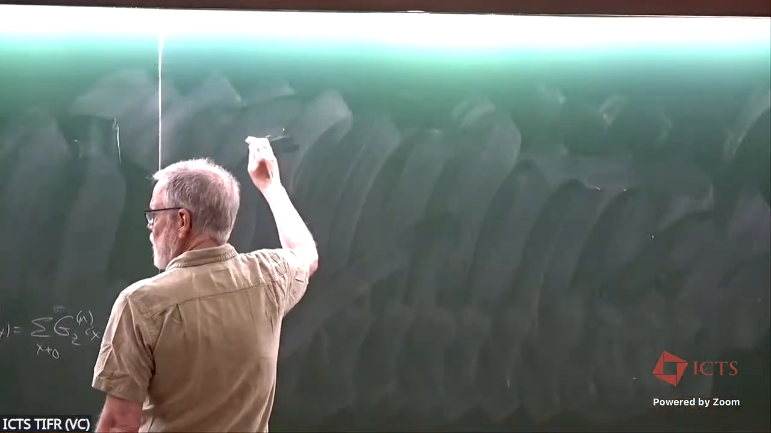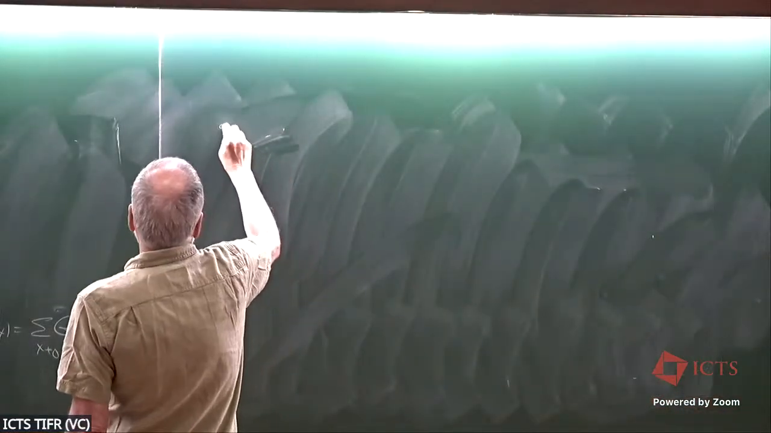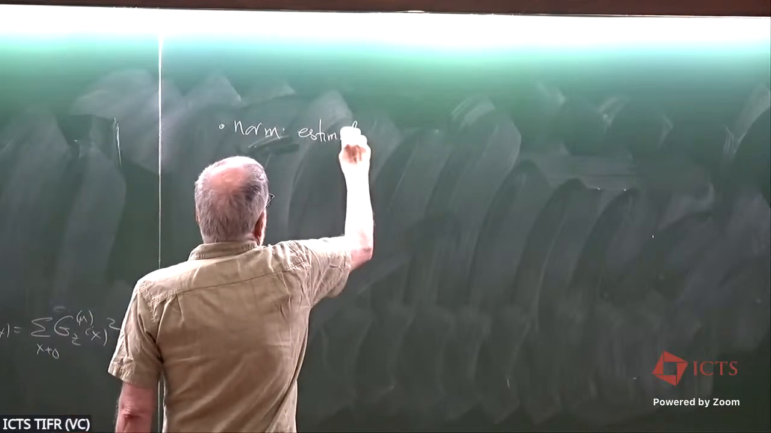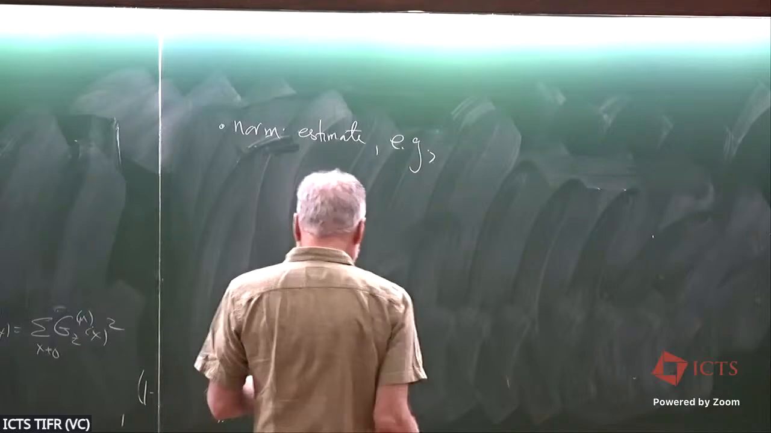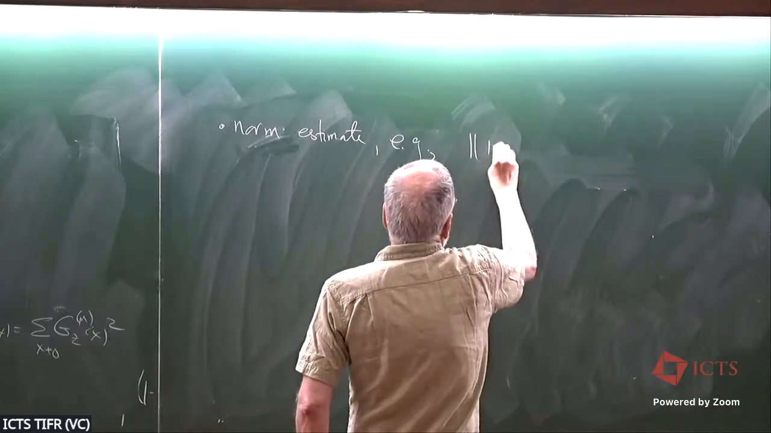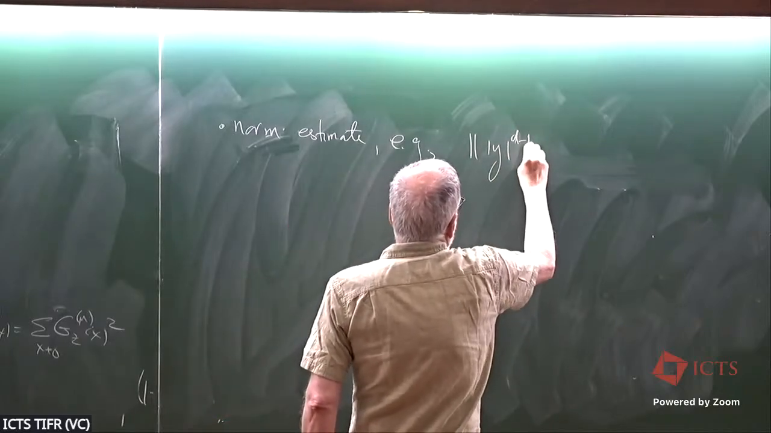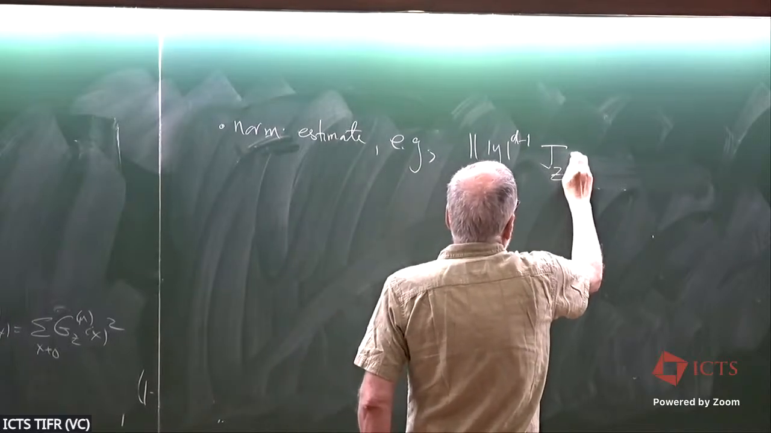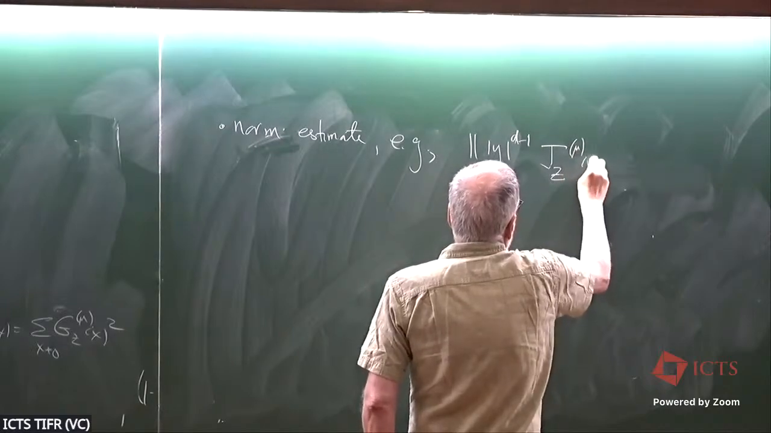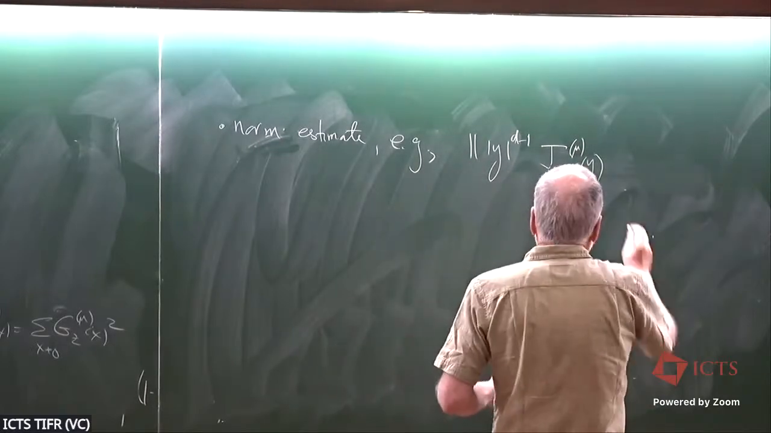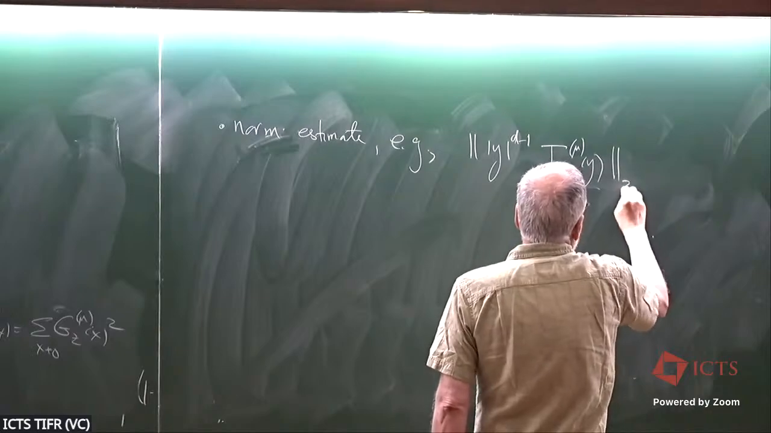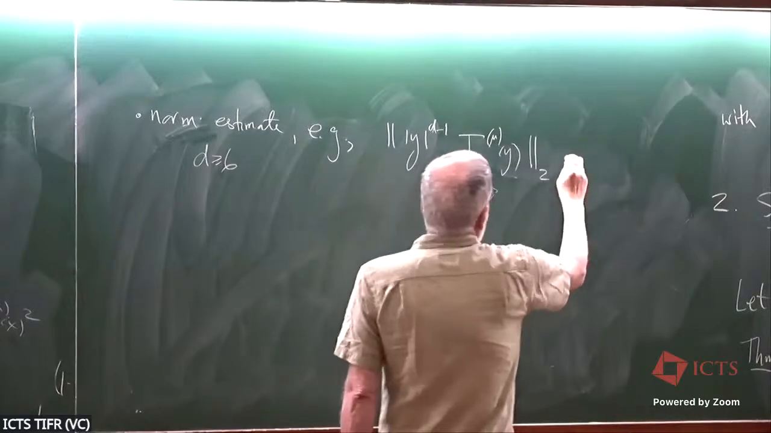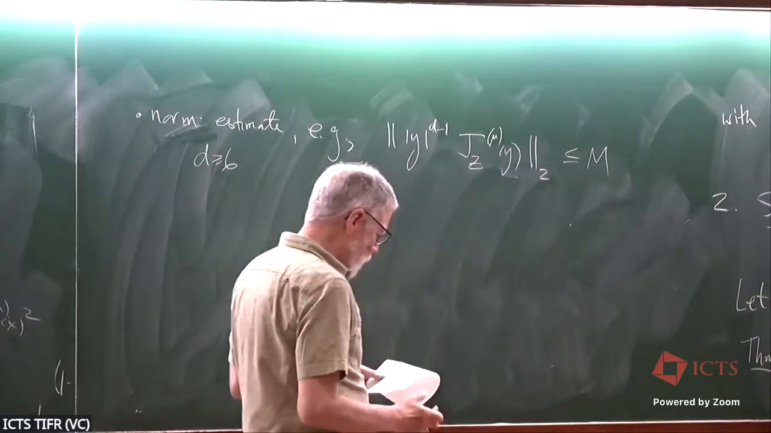So for the norm estimate, let's look at the case of the norm of y to the d minus 1, j, z, tilted y, 2. So let's take d greater than or equal to 6. We want to prove this norm estimate.